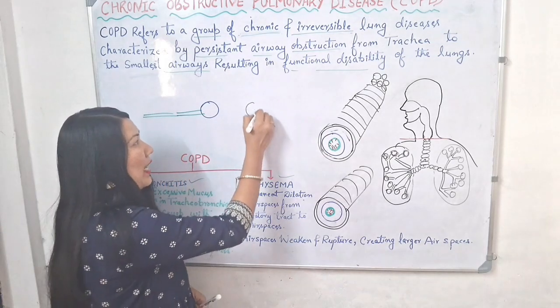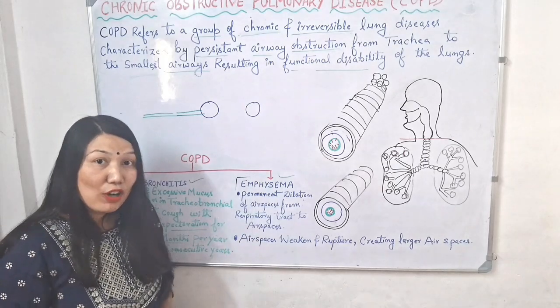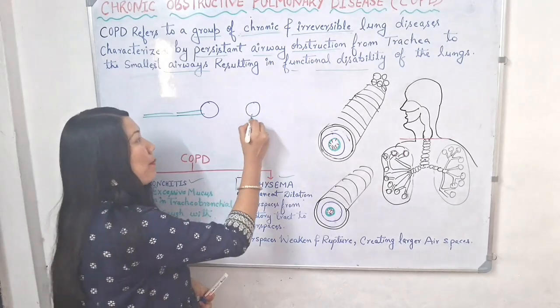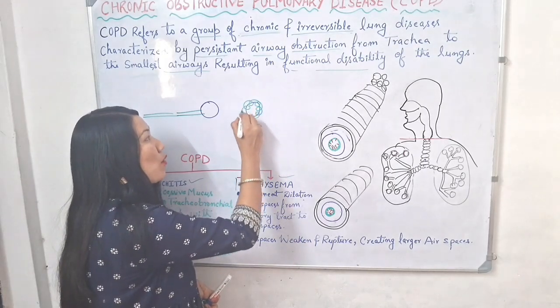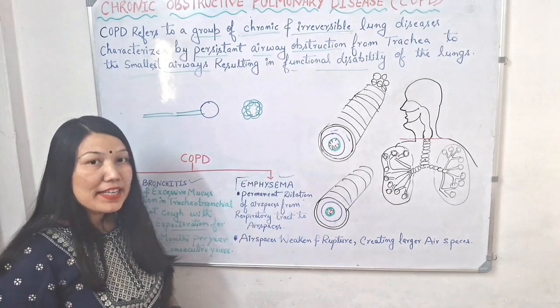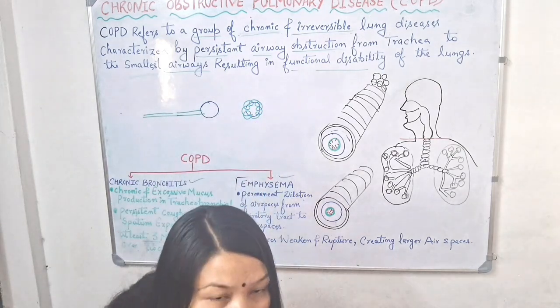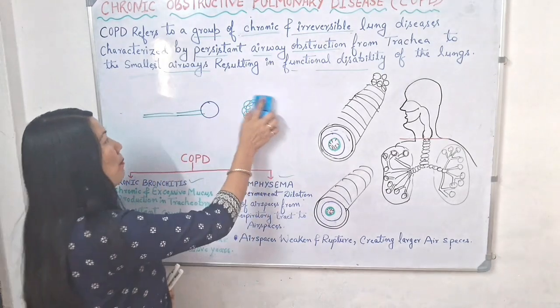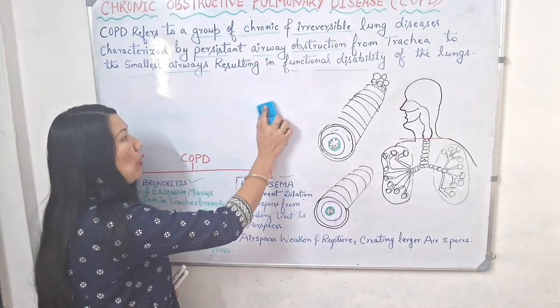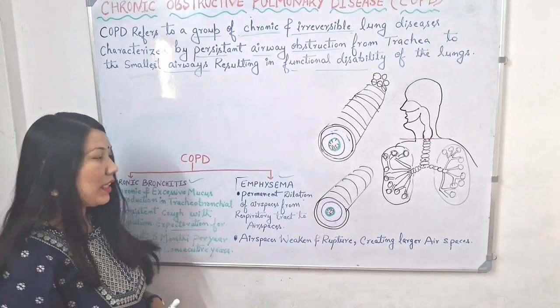Next condition: air space weakens and ruptures, creating larger air space. If the alveoli are weak and ruptured, then that also comes under the emphysema condition. So how is thick mucus produced in chronic bronchitis?